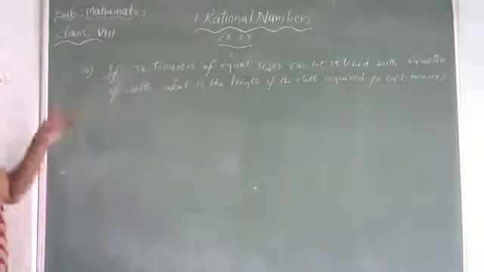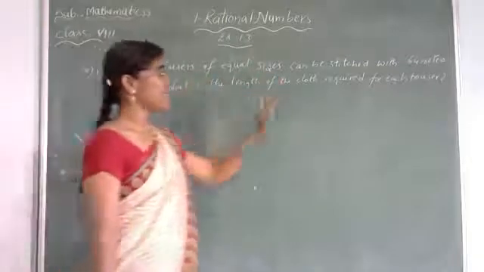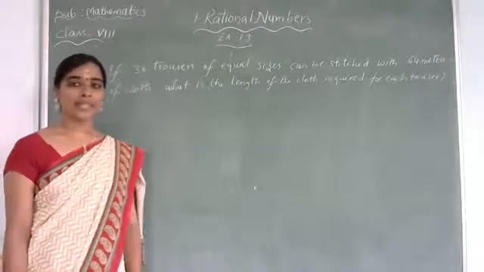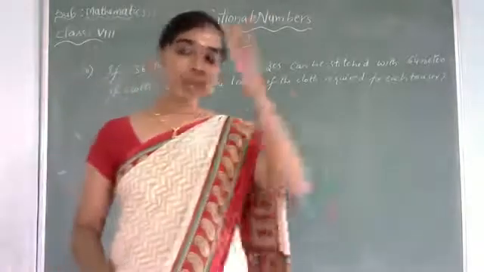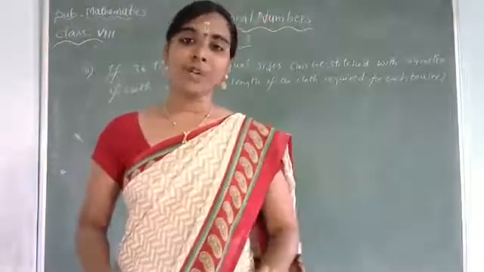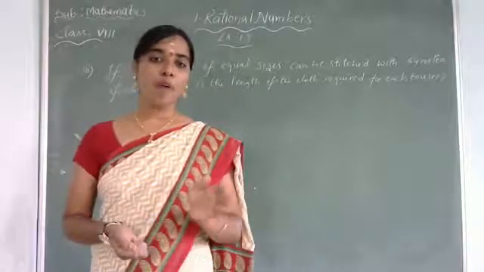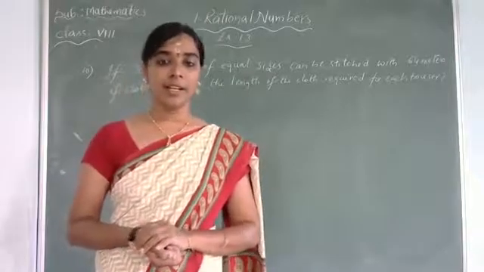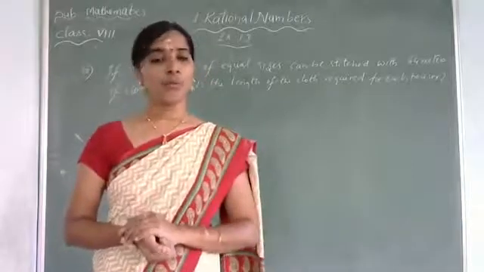Okay, see children, next problem. If 36 trousers of equal sizes can be stitched with 64 meters of cloth, what is the length of the cloth required for each trouser? So see children, in total we have 64 meters of cloth. With that 64 meters, how many trousers are they making? 36 trousers they prepared. So what is the length of cloth required to make one trouser?